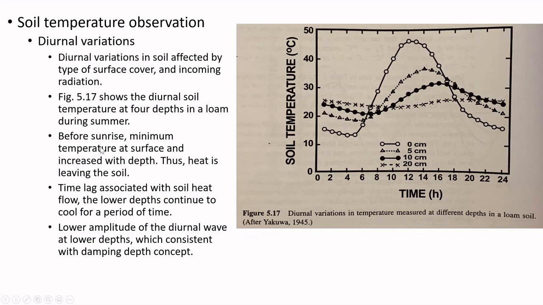So temperature at 4 depths in the loam during summer. Before sunrise, there is minimum temperature at the surface, and it increases with depth. So if we go deeper into the soil, we can see that the temperature is higher. 5 centimeter is higher than the surface, and 10 centimeter is higher than 5 centimeter, and 20 centimeter is higher than 10 centimeter. So the temperature is higher as we go deeper. That one is before the sunrise, right? So heat is leaving the soil. The heat is moving from within the soil to the surface.